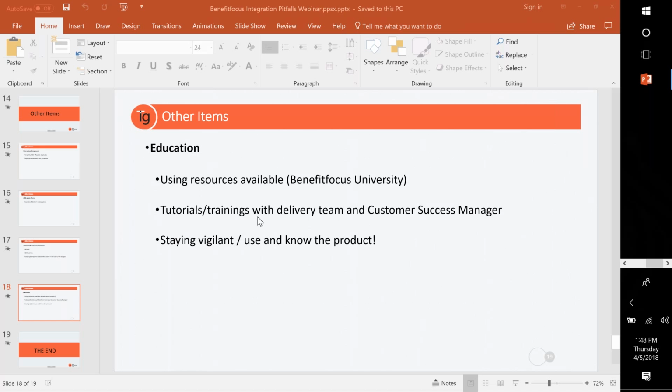So push your CSM for tutorials on specific things, or even tell him, hey, the Benefit Focus University is so big, I don't have time to troll through there because I actually am a benefits manager and I hired your company to make my job easier. So why don't you take a look through there with these things that I need and point out 5 or 6 tutorials that would really benefit me? How about that, CSM?